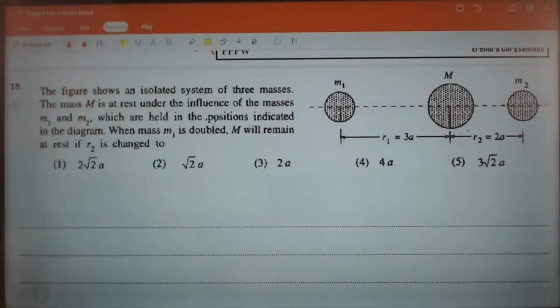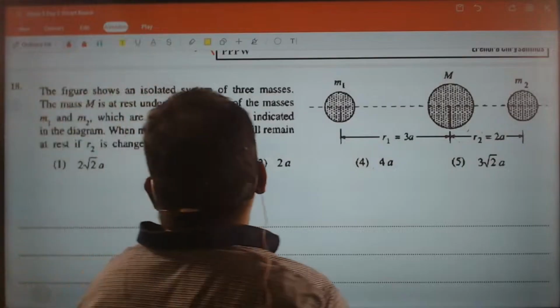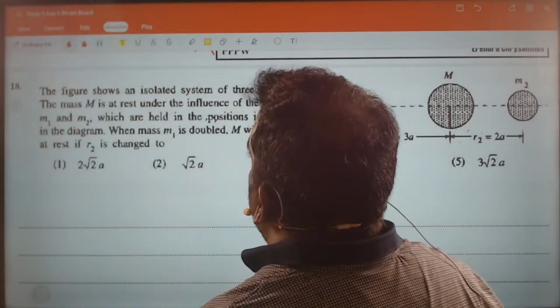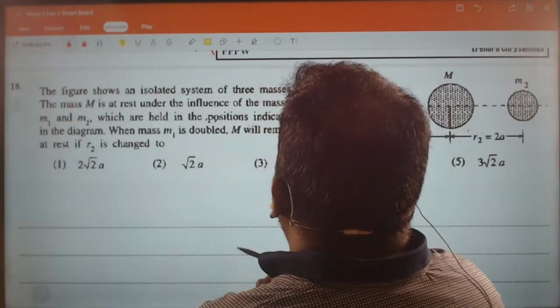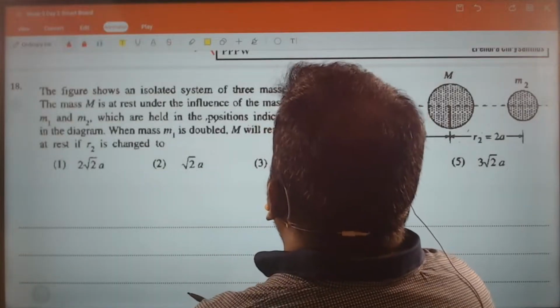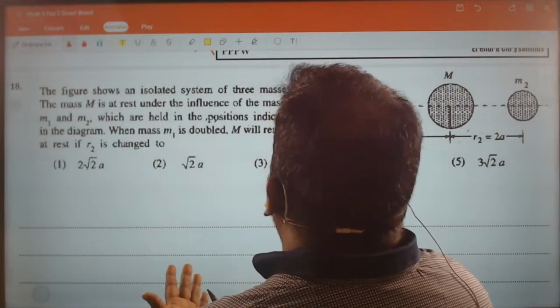The figure shows an isolated system of three masses. The mass m is under the influence of masses m1 and m2, which are held in position. When mass m is doubled, m1 is doubled, m will remain at rest if r2 is changed to what?